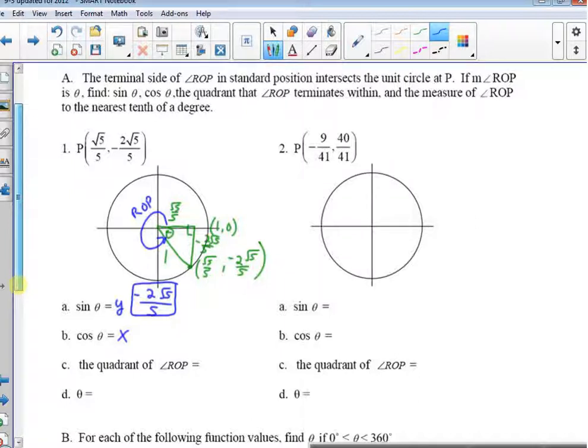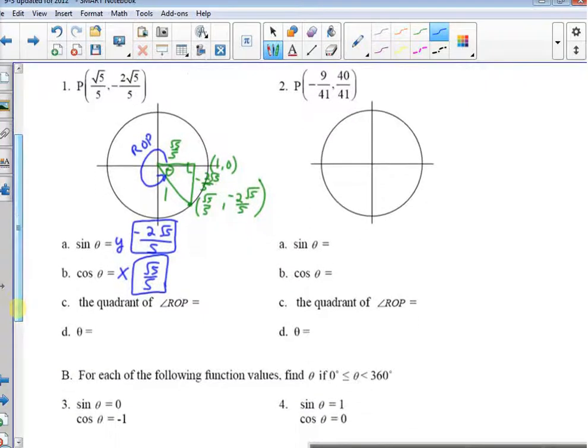Cosine theta equals x. That's going to be just radical 5 over 5, or you could do an adjacent in the triangle over a hypotenuse. And the hypotenuse is 1, so you'd get radical 5 over 5. So when you're given this kind of question, they're just seeing if you know that the y coordinate represents sine theta and the x coordinate cosine. So I'm in quadrant IV, use Roman numerals to represent those.